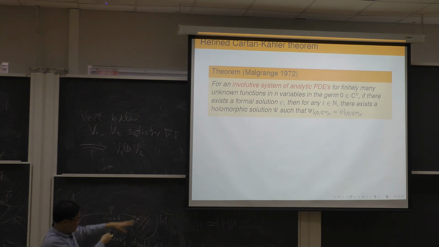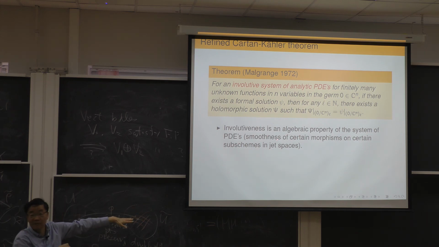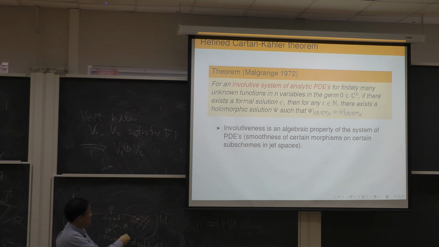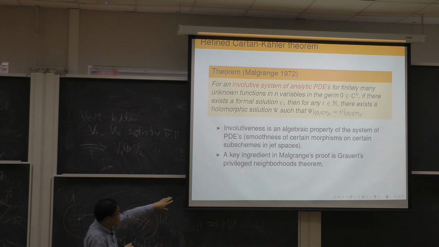Now what is involutive? Involutiveness of a system of PDE is an algebraic property of the system. The system of PDE corresponds to a certain subscheme in the jet spaces of the manifold, and involutiveness means that some morphism on this subscheme of jet space is smooth or reduced. So that's a kind of condition. And this is really an analytic result, our essential analytic result. It uses Grauert's privileged neighborhood theory.